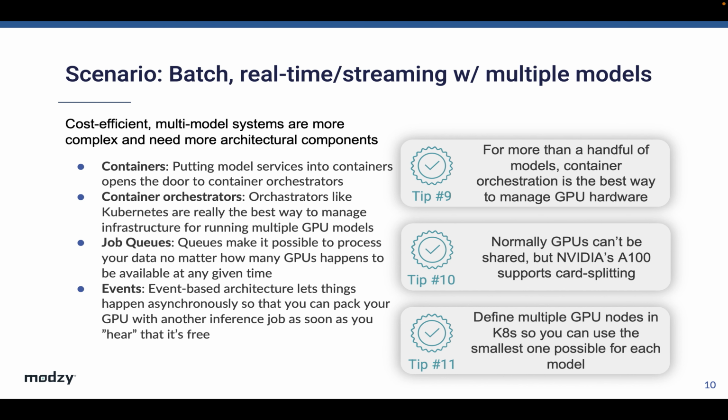Those are the key elements that you want to make sure you're taking advantage of. And so one final tip here is, as you're setting up your container orchestrator, try to define multiple GPU nodes within, let's say, Kubernetes, so that you can always choose the smallest piece of hardware that your model will run on. And that helps to make sure that you're right-sizing the hardware for the job that you're doing.